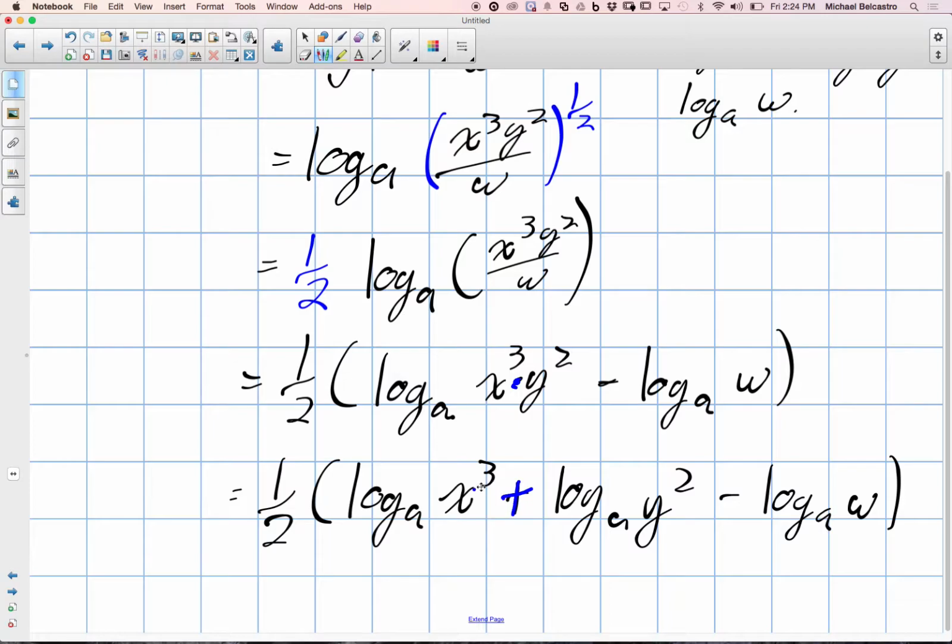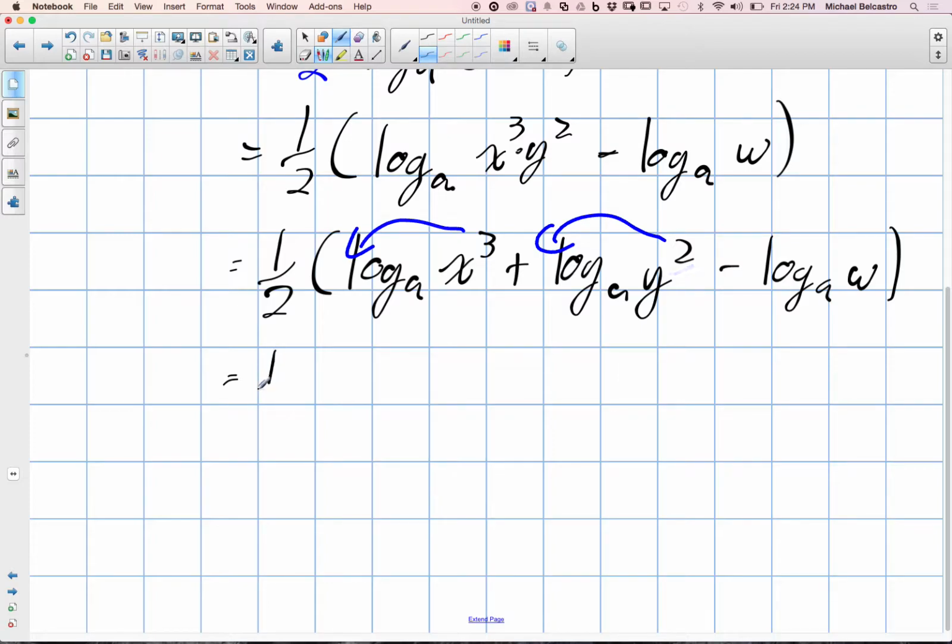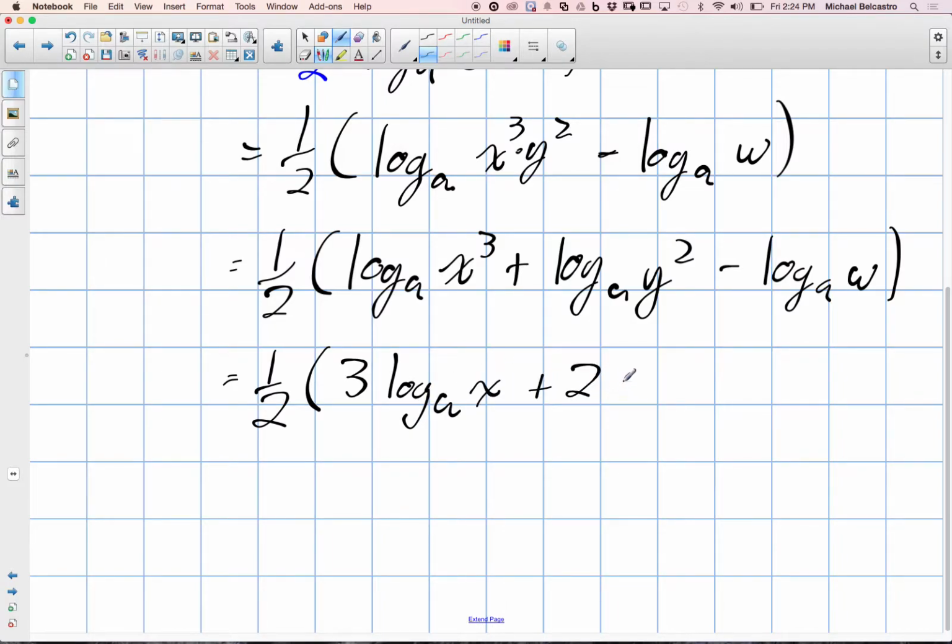And then finally, we can use our power law again to bring down these exponents in front of our logs. So we end up with 1/2, and this will become 3 log a x plus 2 times log a y minus log a w.